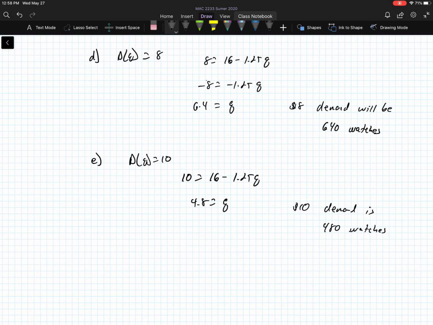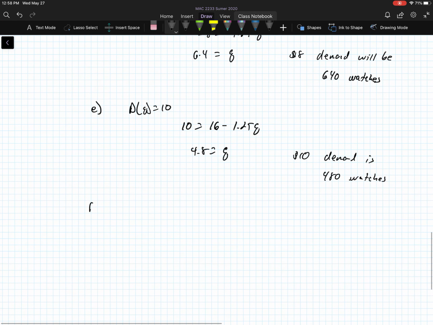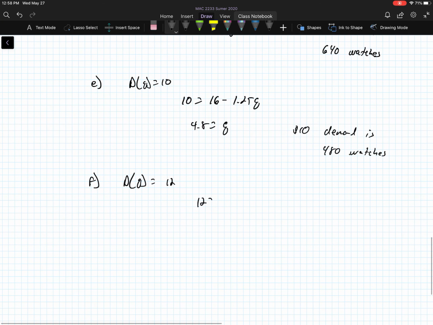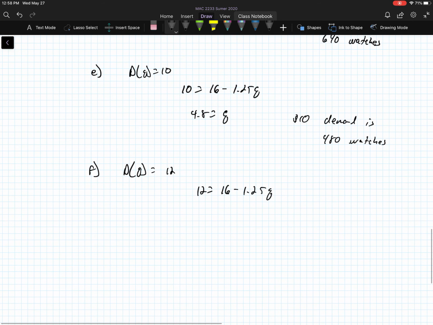Now the next one that it's asking us for number 27 is F. And you can see here that these have multiple parts to it. And on an exam, I won't give you so many of these. So 12 is equal to 16 minus 1.25 Q. And so when we solve that, we get 3.2 is equal to Q. So at $12, we get demand of 320 watches. Right, so that's that first part.